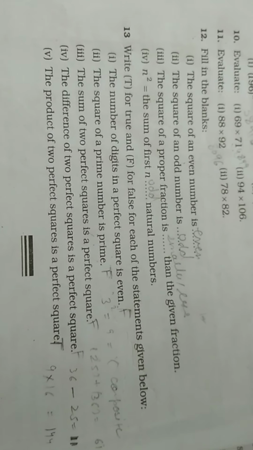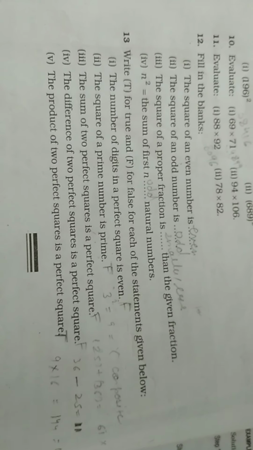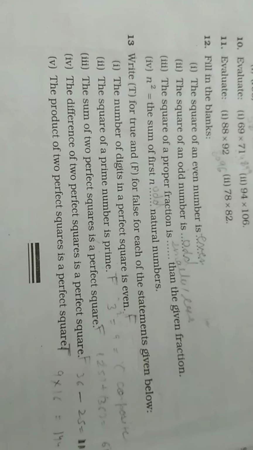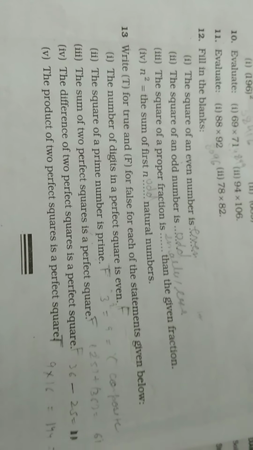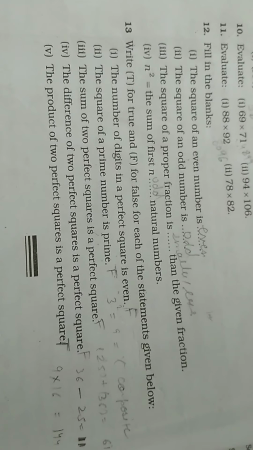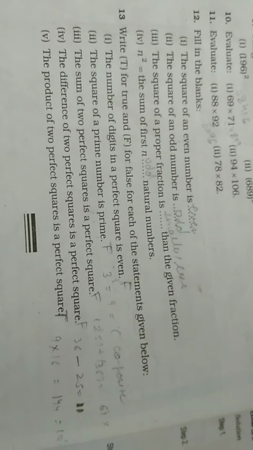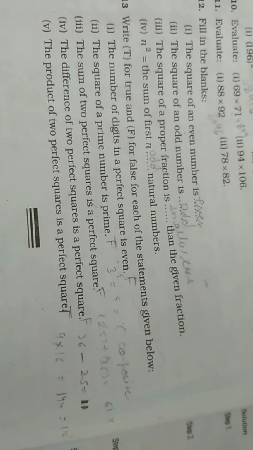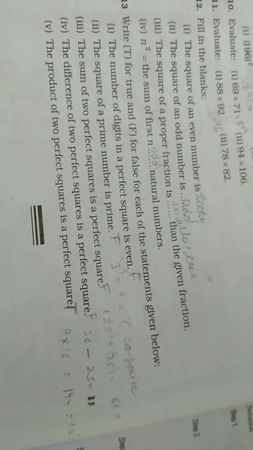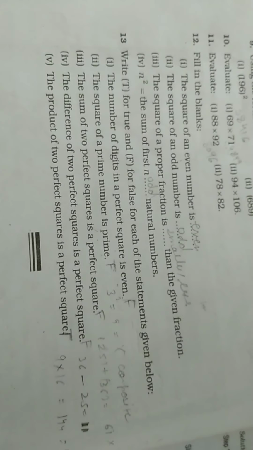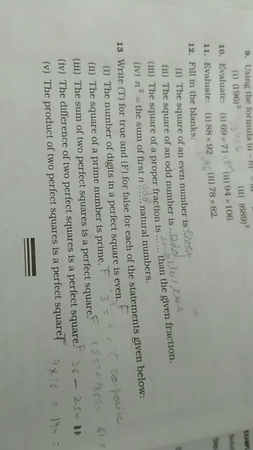Last statement is the product of two perfect squares is a perfect square. This statement is true. Let's take the help of an example. Suppose we take 3 and 4. The square of 3 is 9 and the square of 4 is 16. If we multiply both these numbers, we get 144 as a result. And we know 144 is the perfect square of 12. So this statement is true that the product of two perfect squares is a perfect square.